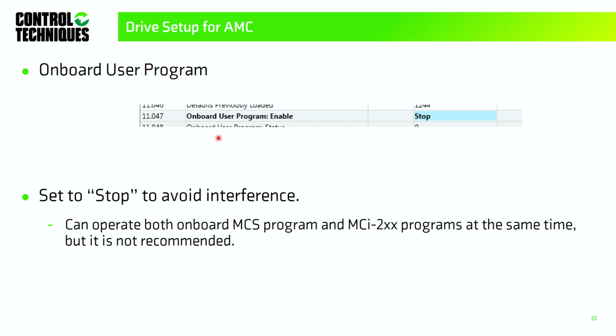Another thing to consider is the onboard user program. This is our onboard PLC program. By default, it's set to run. So menu 11, parameter 47, by default is set to run, which means if there is an actual PLC program in the memory space, it would be running. And it does take priority over anything else we do. So to avoid interference, I'm going to go in and stop that by turning off menu 11, parameter 47.